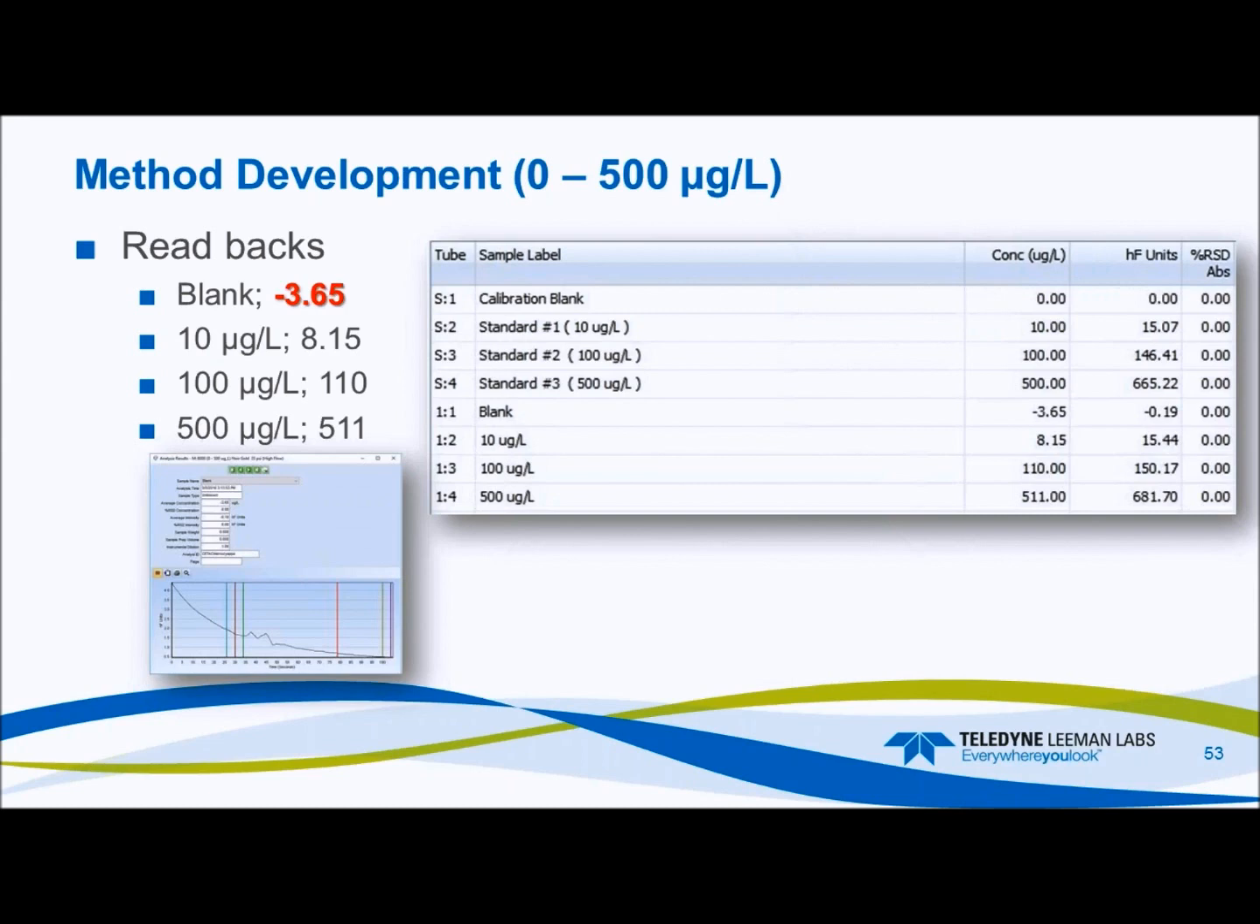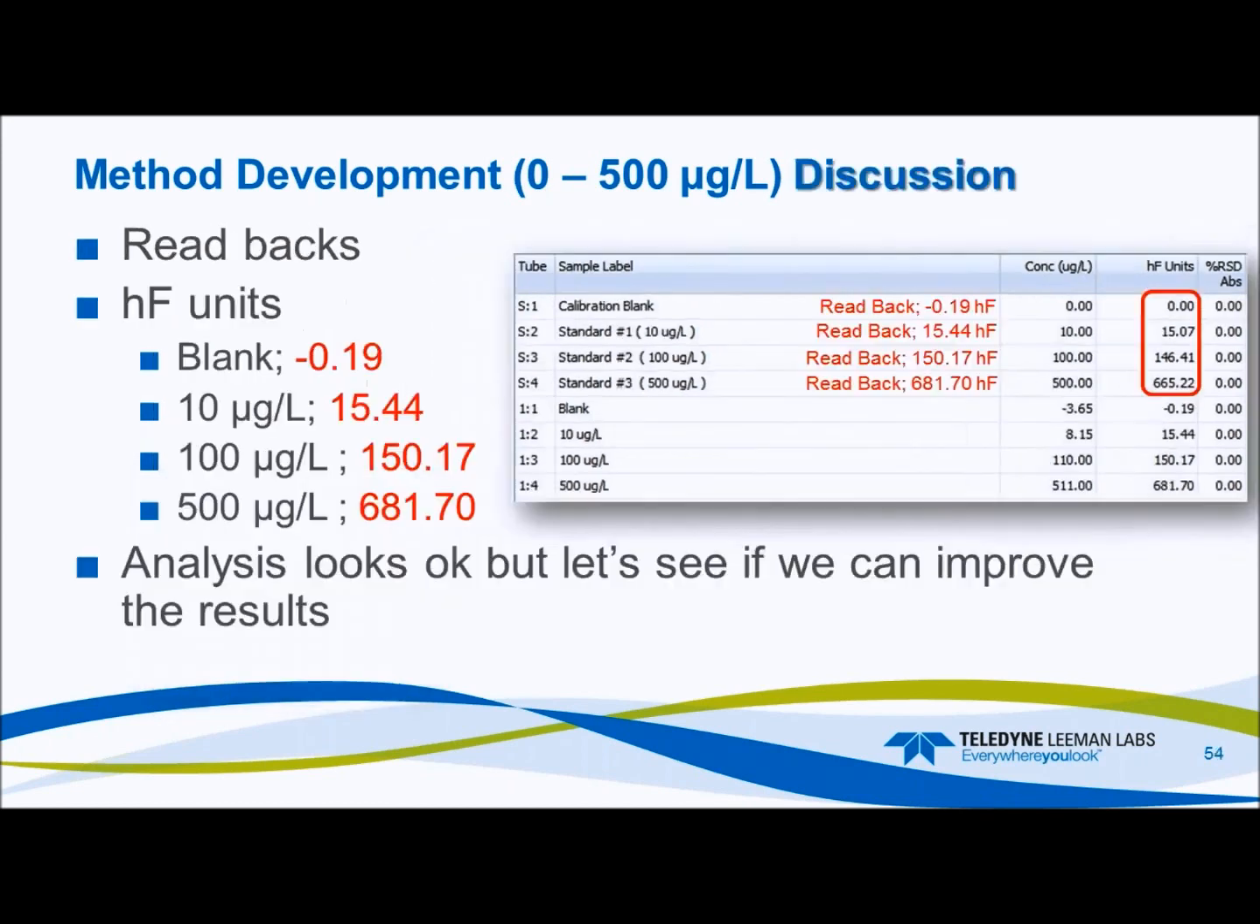They come in at a blank of minus 3.6 ppb. My 10 comes in at 8.5, 100 is 110, and 500 is 511. That's not bad. Again, we're in ppb mode in an atomic fluorescence system. Let's look at the readbacks.